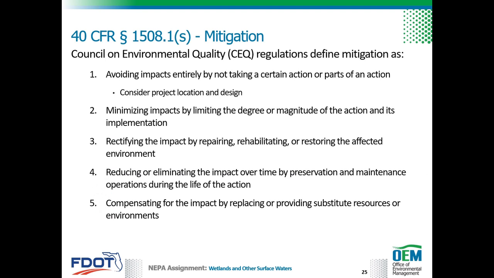In Title 40 CFR, Section 1508.1(s), the Council on Environmental Quality requires consideration of mitigation measures in the development of project alternatives. These mitigation measures are: 1. Avoiding the impact altogether by not taking a certain action or parts of an action. 2. Minimizing impacts by limiting the degree or magnitude of the action and its implementation. 3. Rectifying the impact by repairing, rehabilitating, or restoring the affected environment. 4. Reducing or eliminating the impact over time by preservation and maintenance operations during the life of the action. And 5. Compensating for the impact by replacing or providing substitute resources or environments.